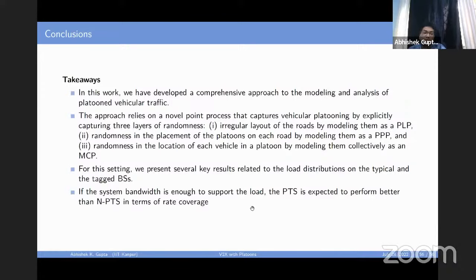And there is one more point: because of this platooning, you can actually just enable the platoon center and ask the platoon center to talk to the base station. In that case, your load actually decreases because now you only have to support your platoon centers. And if we implement that, of course, the platoon traffic will give you even better coverage from that.